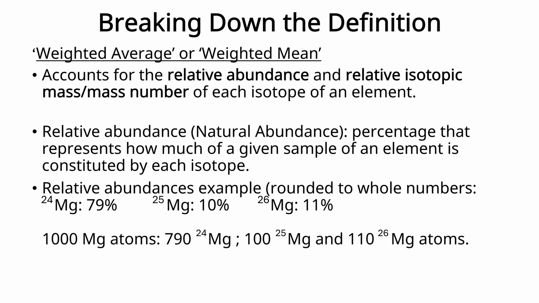How much of the sample does each of these three isotopes make up? That's what the relative abundances would tell us. So approximately 79% of the sample is magnesium-24. Approximately 10% is magnesium-25, and approximately 11% is magnesium-26. That means that if we had 1,000 magnesium atoms in the sample, 790 of them would be magnesium-24, 100 would be magnesium-25, and 110 would be magnesium-26. However, relative abundances will typically be given as percentages, particularly when calculating relative atomic mass, which we'll do in a bit. Let's first quickly go over the other variable that is considered or weighted.